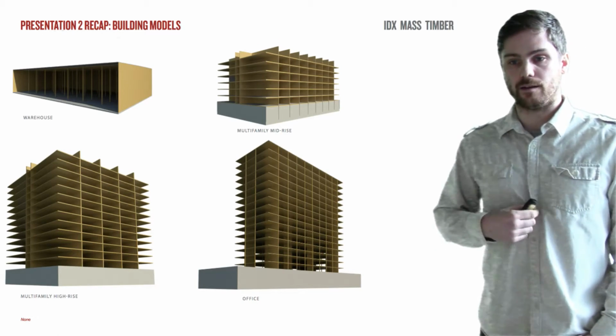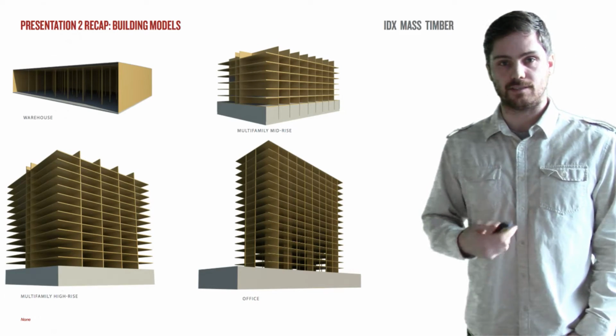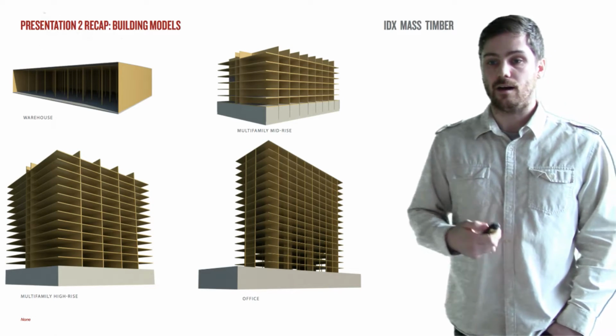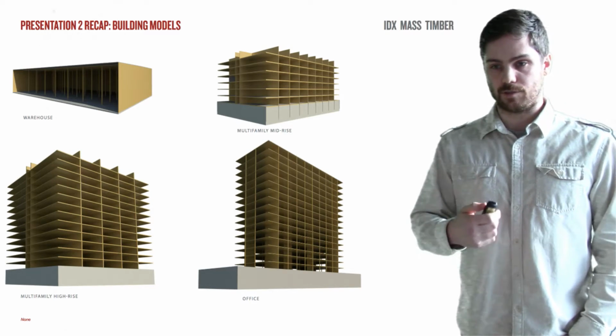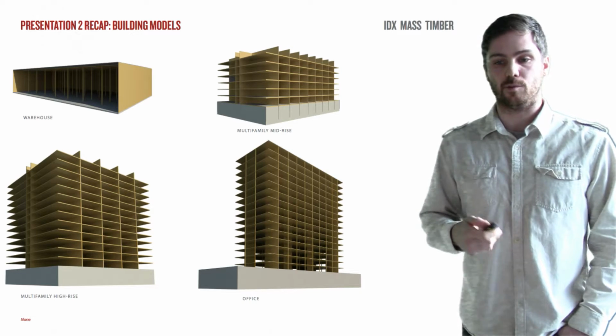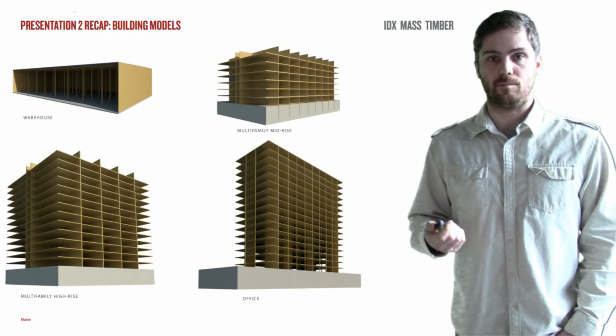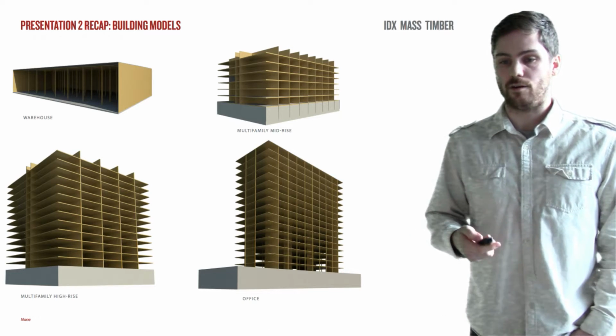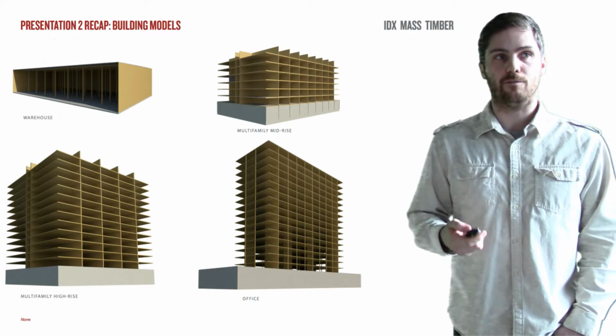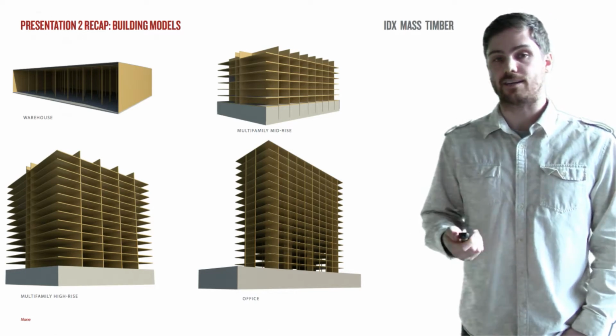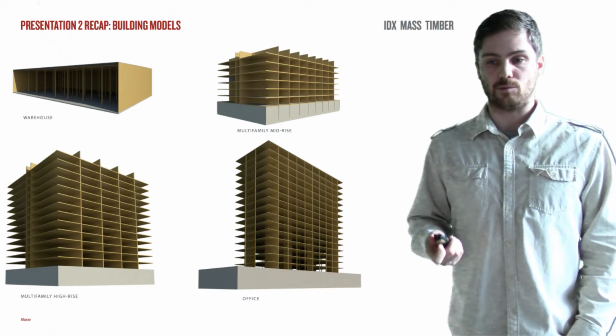We built 4 different models: a warehouse, which is that 1-story low rise; a multifamily mid rise, which is between 4 and 8 stories; and then we have the multifamily high rise and office that are both high rises, which are above 9 stories. And so what we wanted to do with this is get a volume count of how much CLT is actually going to be utilized in each one of these buildings.